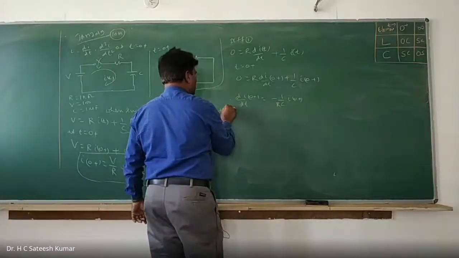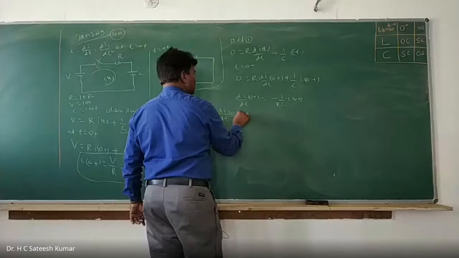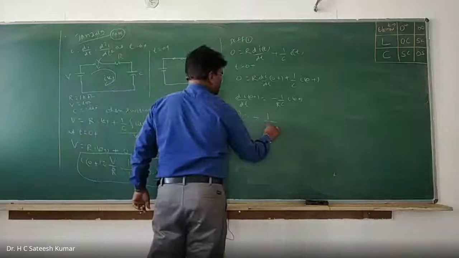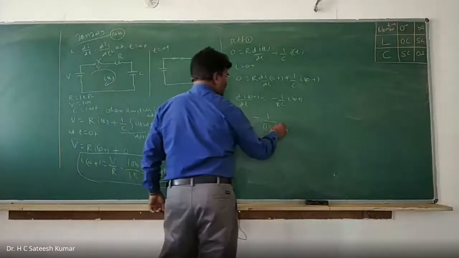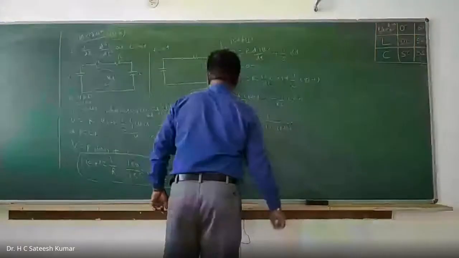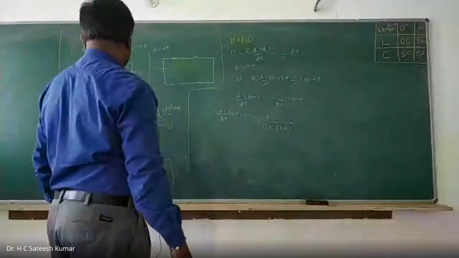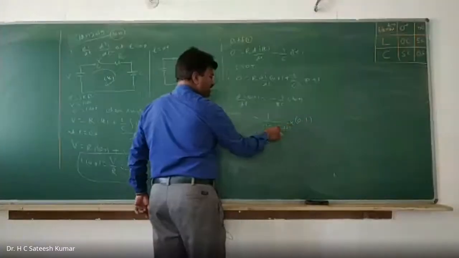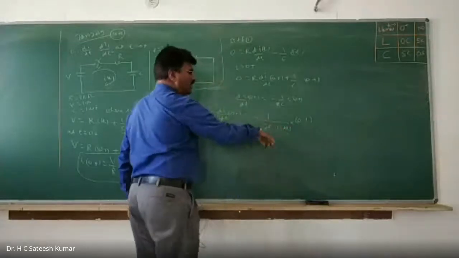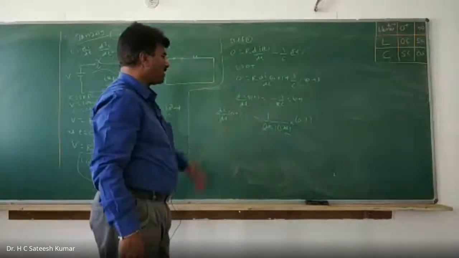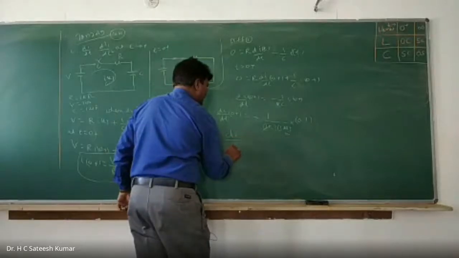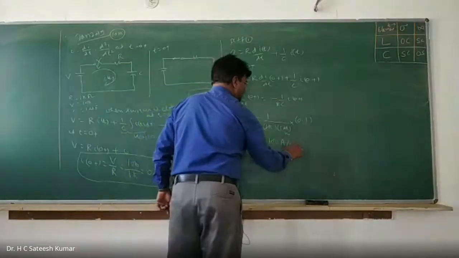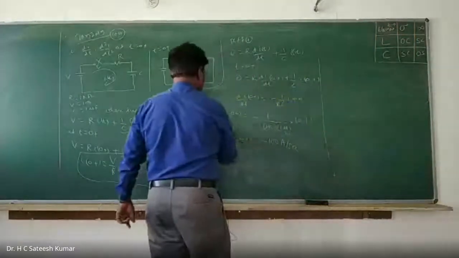So di by dt at 0 plus is equal to minus 1 by R, with R equal to 1K, into C equal to 1 micro, into i of 0 plus, which is 0.1. Now 1 kilo cancels with milli, 1 by milli is kilo, and kilo multiplied by 0.1 is 100. Therefore, di by dt at 0 plus is equal to minus 100 amps per second. So this will fetch you 3 more marks.